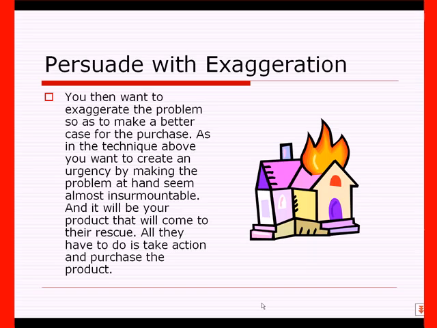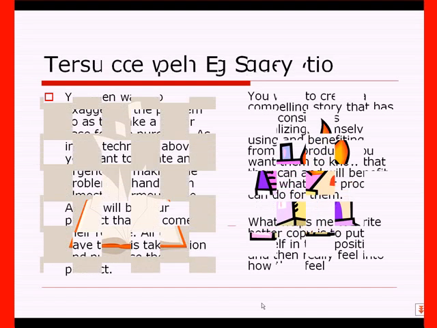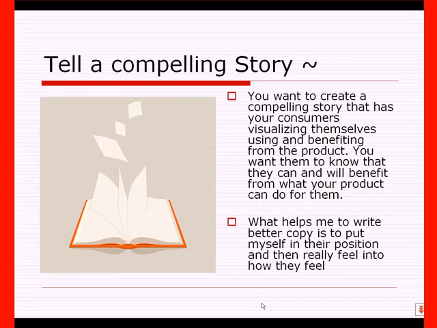You then want to exaggerate that problem so as to make a better case for the purchase. As in the technique above, you want to create an urgency by making the problem at hand seem almost insurmountable. And it will be your product that comes to their rescue. All they have to do is take action and purchase the product. You want to create a compelling story that has your customers visualizing themselves using and benefiting from the product. You want them to know that they can and will benefit from what your product can do for them.